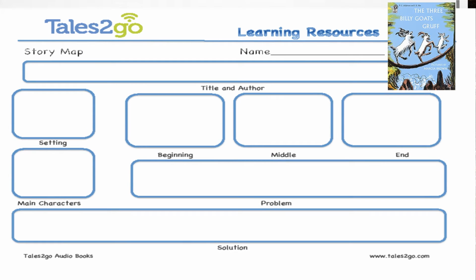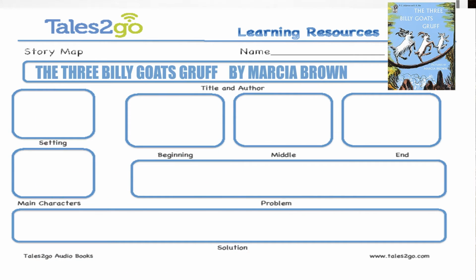Here is a Tales to Go story map. It is just a simple graphic organizer. I filled in all the different parts. The first part I started with was the title and author. The story I listened to on the Tales to Go app was The Three Billy Goats Gruff by Marsha Brown. I'm going to complete the story map and retell it to you as we go.